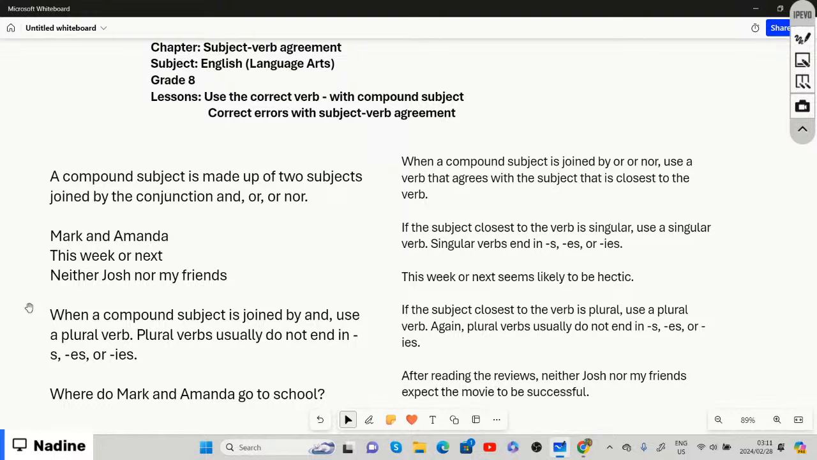All right. So when it comes to subject verb agreement, we say that a compound subject is made up of two subjects, right? And the subject tells us who is doing the action, who they are specifically talking about. And it's joined by a conjunction, which is and, or, nor. And when a compound subject is joined by or or nor, then we need to use a verb that agrees with the subject that is closest to the verb.